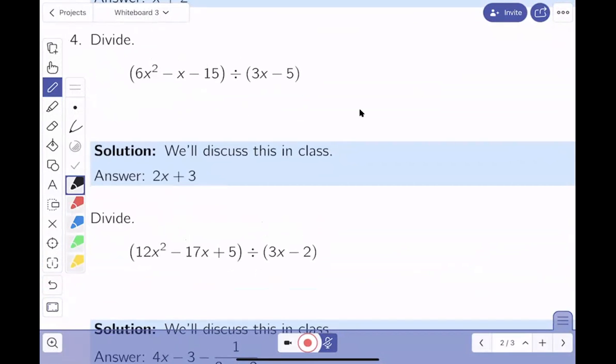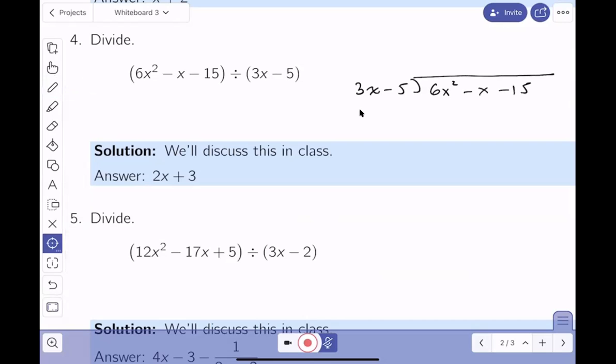And it's a long division problem. And I want to point out why it's long division. We're dividing by not a monomial, but a binomial. And let's write that down for you. So 3x minus 5 is being divided into 6x squared minus x minus 15.